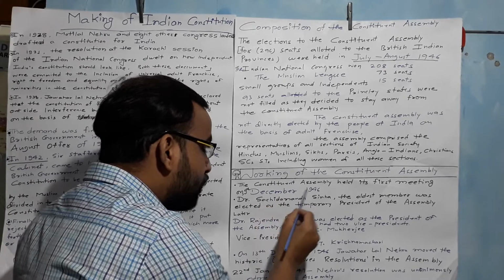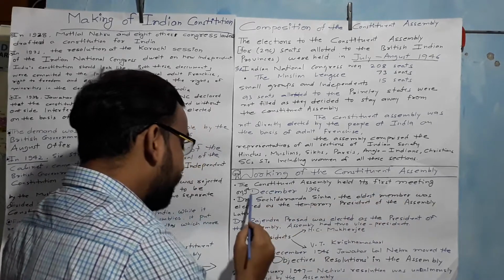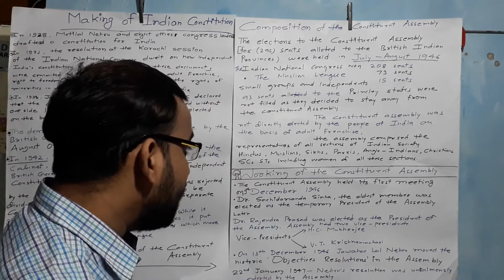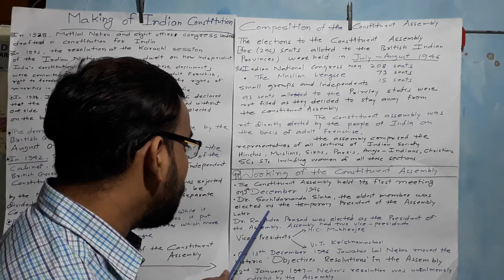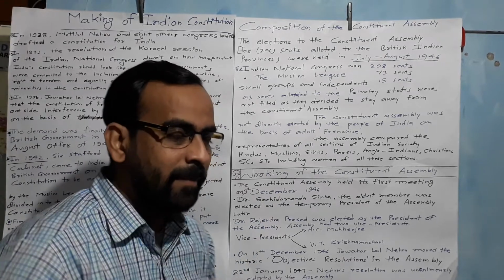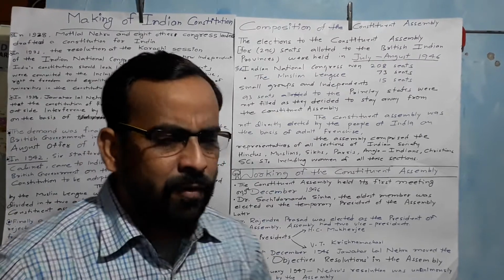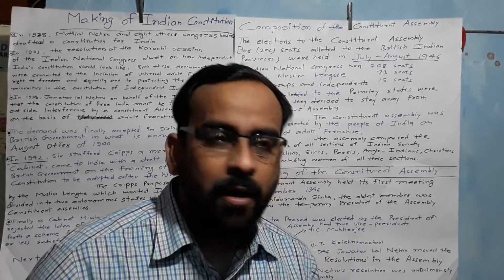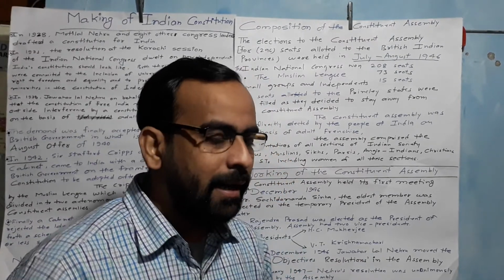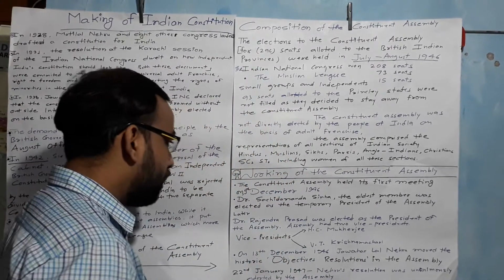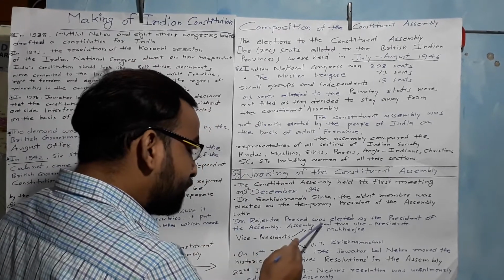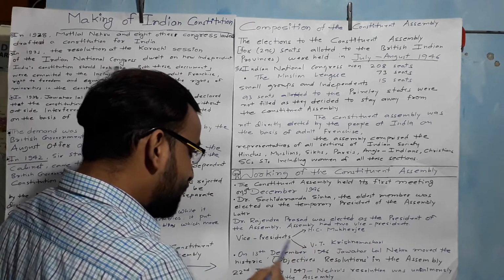The Constituent Assembly held its first meeting on 9th December 1946. Dr. Sachidanand Sinha, the oldest member, was elected as the temporary president of the Assembly. Later, Dr. Rajendra Prasad was elected as the president of the Assembly.